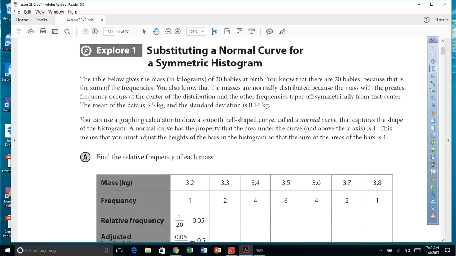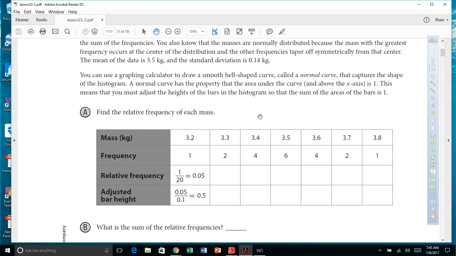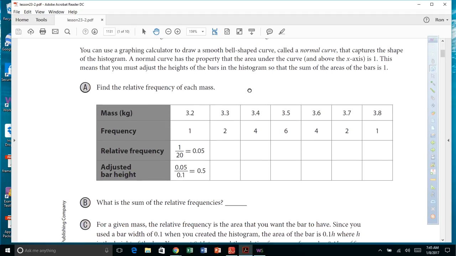Substituting a normal curve for a symmetric histogram. The table below gives the mass in kilograms of 20 babies at birth. You know there are 20 babies because that is the sum of the frequencies. You also know that the masses are normally distributed because the mass with the greatest frequency occurs at the center of the distribution, and other frequencies taper off symmetrically from that center. The mean of the data is 3.5 kilograms, and the standard deviation is 0.14 kilograms.